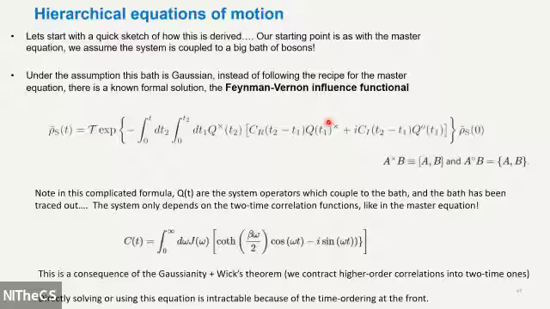If you notice that we started with a model where the environment was made of bosons, and bosons, in terms of their free evolution, if you choose an initial thermal state or initial coherent state, they're Gaussian in the sense that the statistics of these higher order correlation functions can always be reduced to second order.